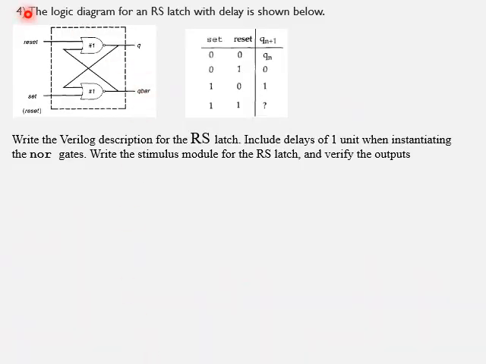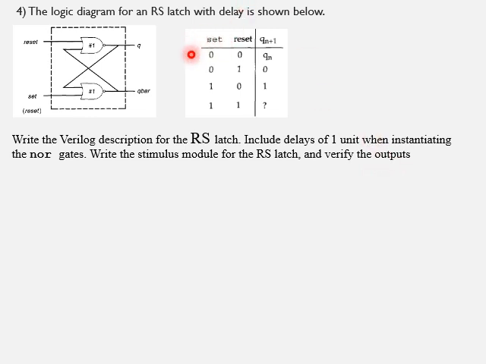Question number 4. The logic diagram for an RS latch with delay is shown below. This is the logic diagram using 2 NOR gates connected in a crisscross manner. Write the Verilog description for the RS latch. Include delays of 1 unit when instantiating the NOR gates. Write the stimulus module for the RS latch and verify the outputs.